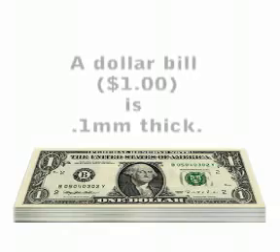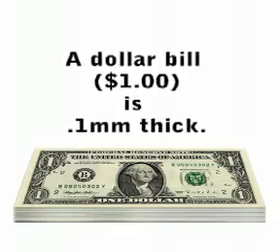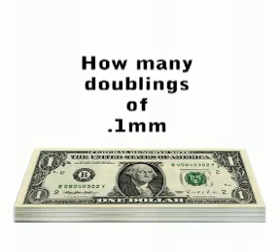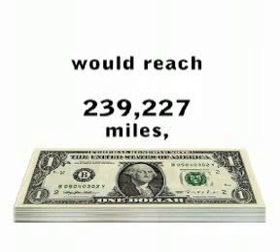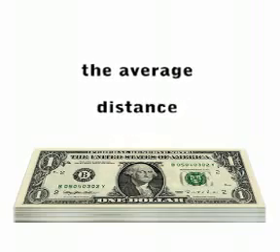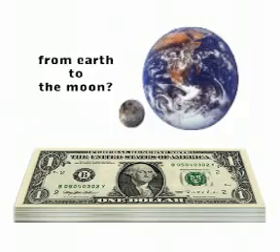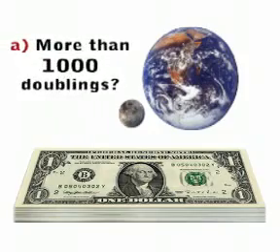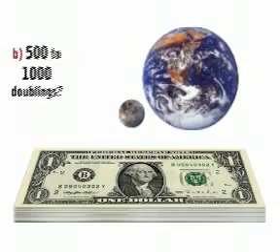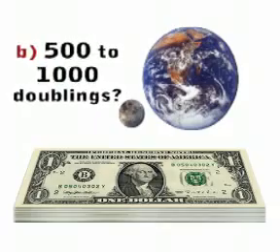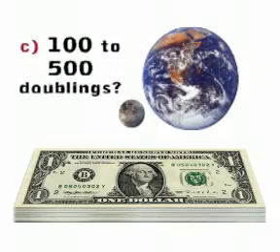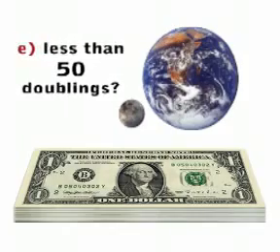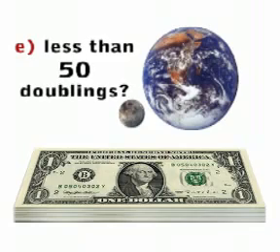Now consider a $1 bill with a thickness of 1/10 of a millimeter. How many doublings of 1/10 of a millimeter would reach 239,227 miles, the average distance from the Earth to the Moon? A stack of dollar bills. A, more than 1,000 doublings. B, 500 to 1,000 doublings. C, 100 to 500 doublings. D, 50 to 100 doublings. Or E, less than 50 doublings. A stack of dollar bills from the Earth to the Moon.